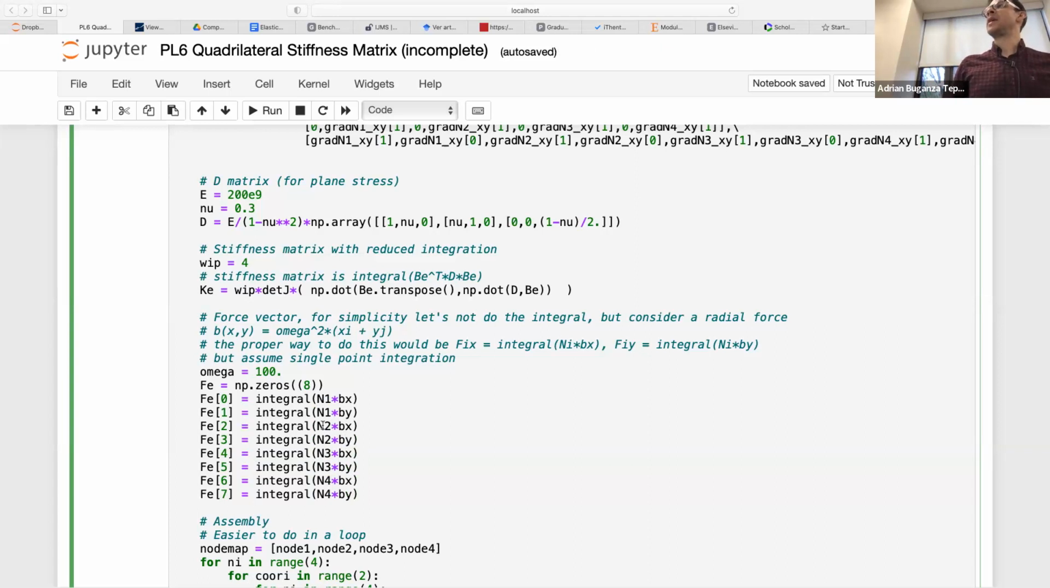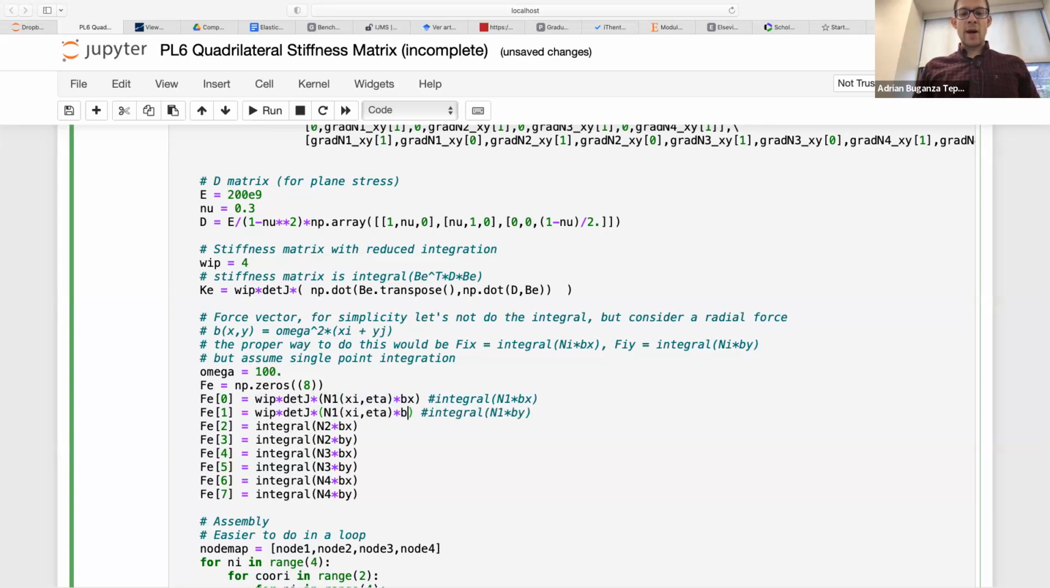Now, how do I do integrals? Again, what I'm going to do is the weight of the integration point times the determinant of the Jacobian times the function that I need to integrate, which is n1 times bx. I'll just leave it as bx and compute it in a sec. This will calculate the integral for a single integration point.